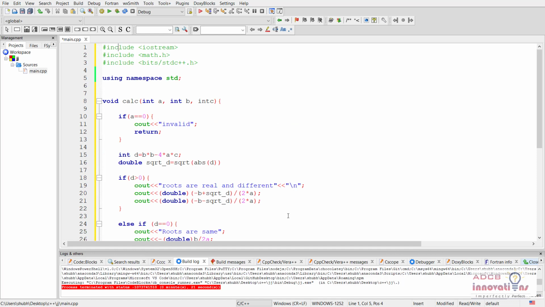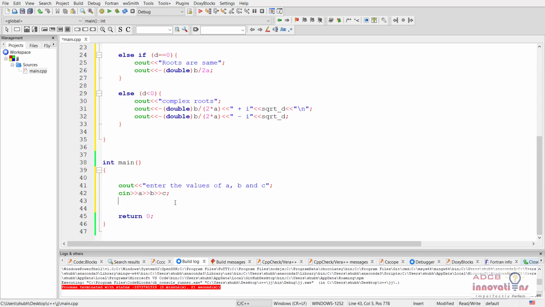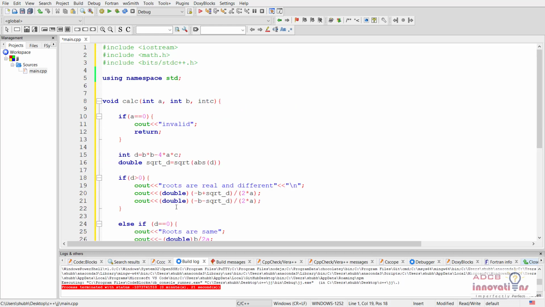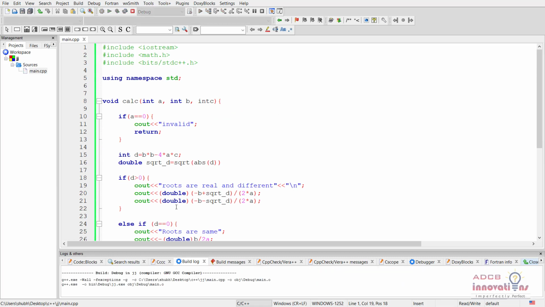in this calc function. So here we are going to write calc a comma b comma c. So now our function is going to run. So this is all for this program. Let's run it and see if we are getting the desired output. So first of all, let's compile the program.